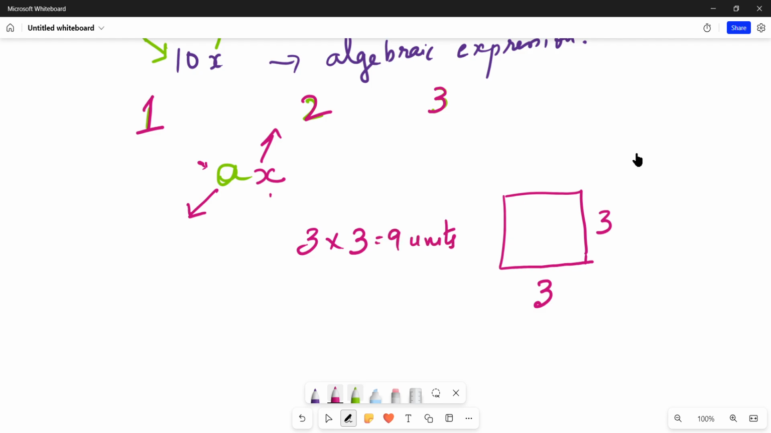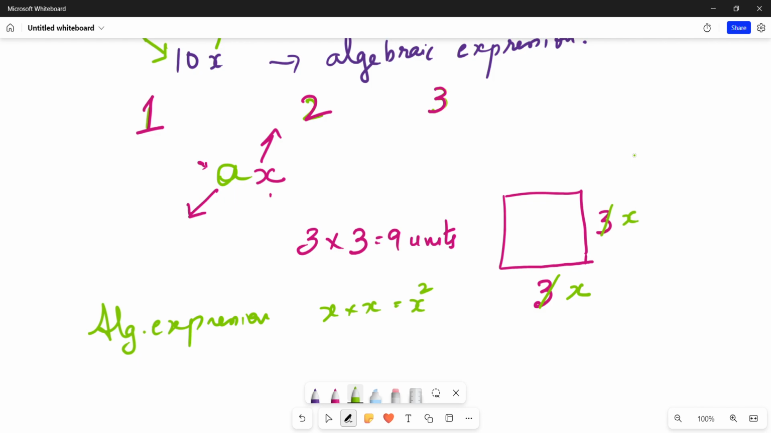So suppose we did not know the length of the side of the square. Let's assume it to be x. So now what is your area? You can have an algebraic expression for the area of a square, which is x into x, that is x squared units, right? This is how we arrive at algebraic expressions.